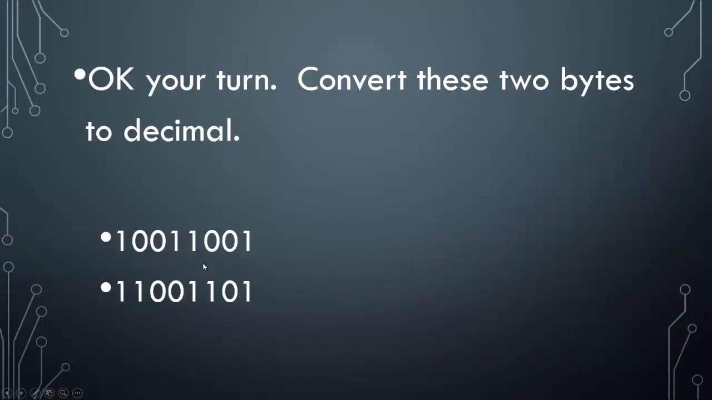All right, so now it's your turn. I want you to convert these two numbers, these two bytes, into decimal format. So 10011001, and then 11001101. So pause the video now and convert those, and then I'll walk through the solution for you in the next couple slides. So pause it now.